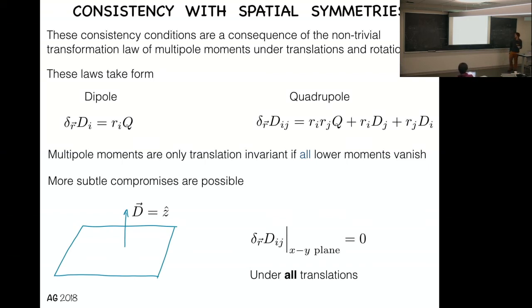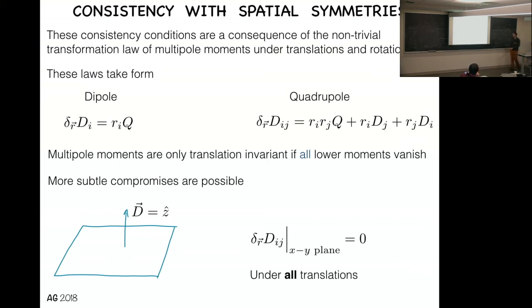Or maybe well defined is too strong of a word, but moment n is independent of choice of origin if and only if all lower moments are zero. But it turns out that you can make a little bit more of a compromise, and this is the extra freedom which this abstract formalism of polynomials allows for.